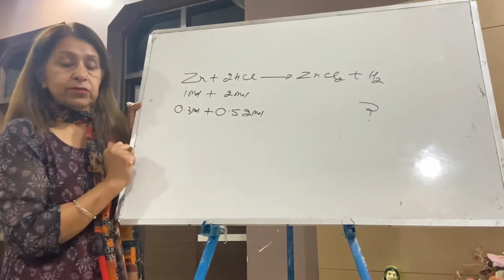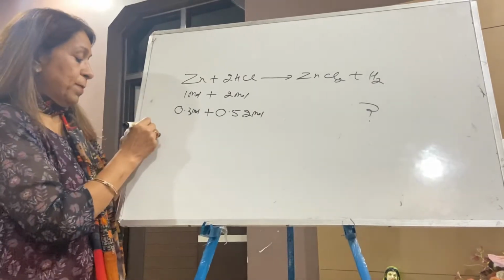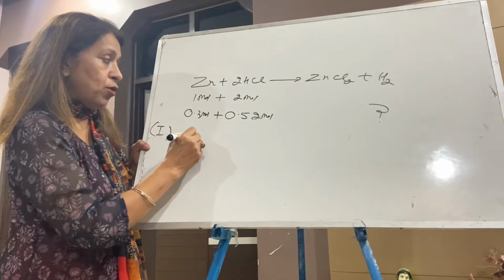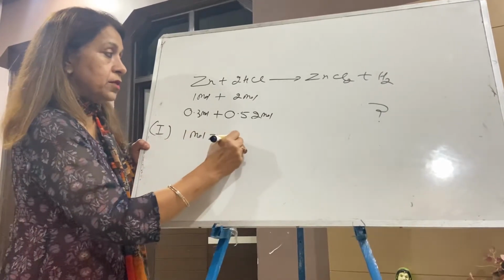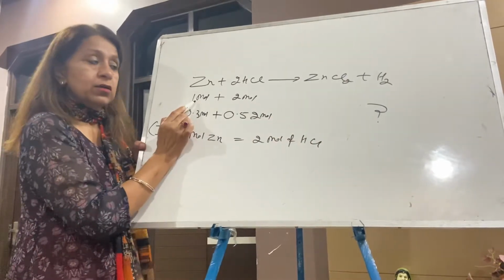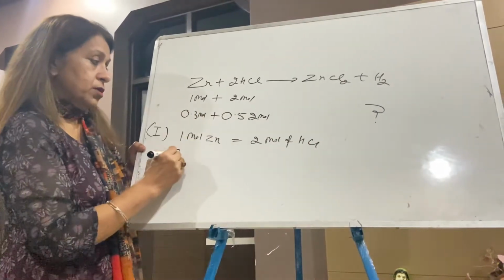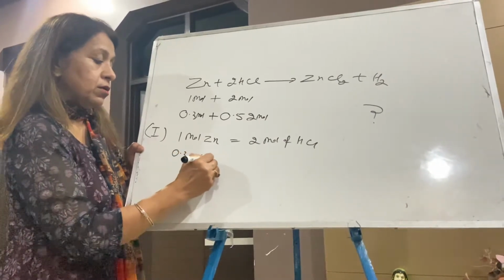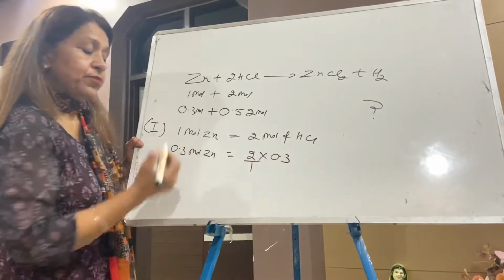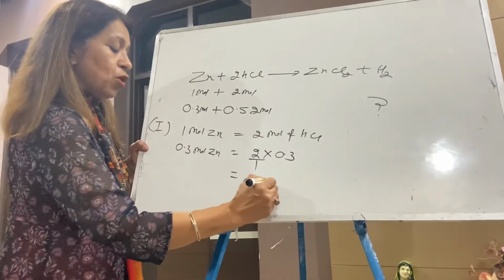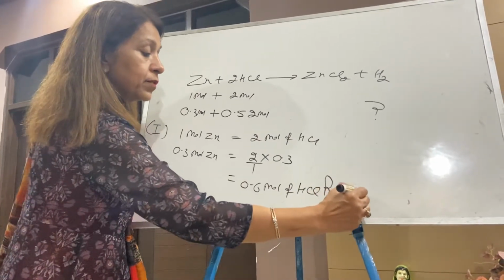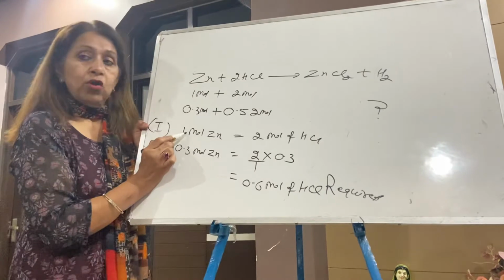So how will you solve it? You will apply the unitary method 3 times. 1 mole of zinc is equal to 2 mole of HCl. So 0.3 mole of zinc will react with 2/1 × 0.3, which comes to 0.6 mole of HCl required. Write down required.